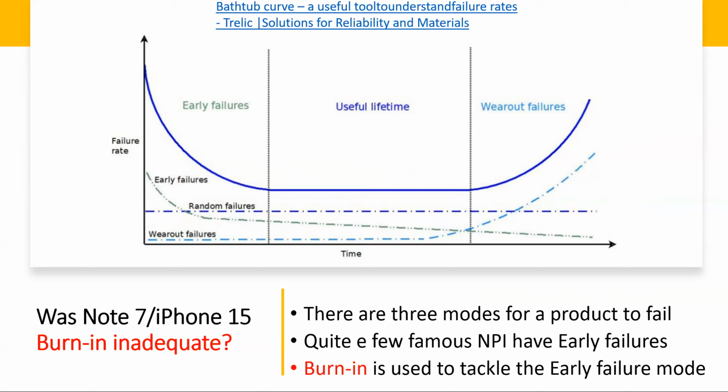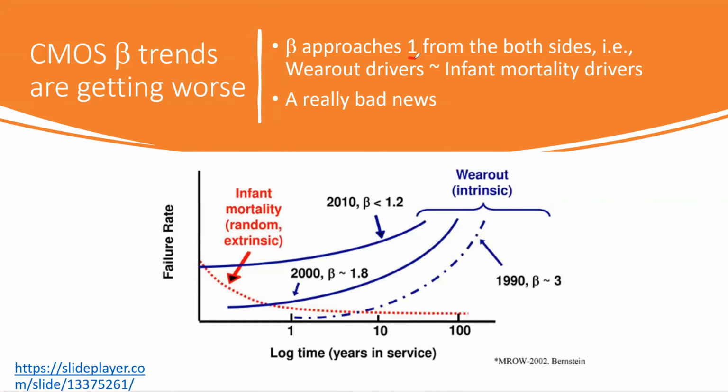They have this beta approaching unity. Okay. They approach unity from both sides. The infant mortality beta is getting close to 1, and so is the wear-out. In 1990 beta equals 3, and then in 2010 it is 1.2, right? It changes from 3 to 1.8 to 1.2. It is bad. It is really bad.